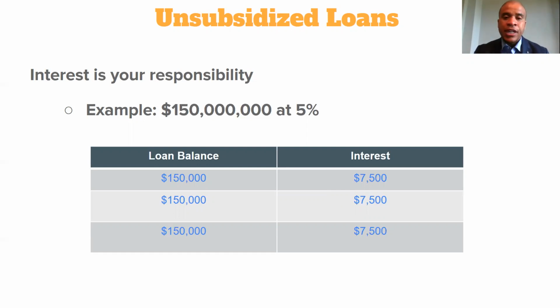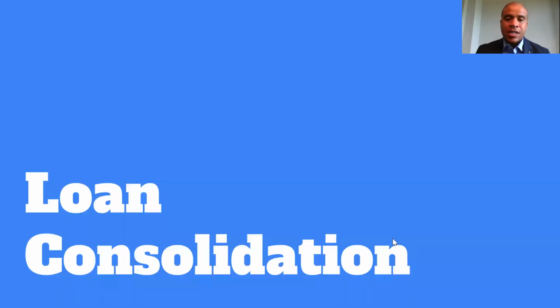We have an example here of $150,000 of loans at 5% interest, and that would produce $7,500 of interest, and this is just a straight line calculation. But you can see from 1 year to the second year to the third year, that $7,500 of interest is going to look on your statement like a separate loan category where you have your loan balance in one, your interest in another, and whatever's growing in that category is going to be your responsibility after you graduate. That's the basic difference between a subsidized loan and an unsubsidized loan.